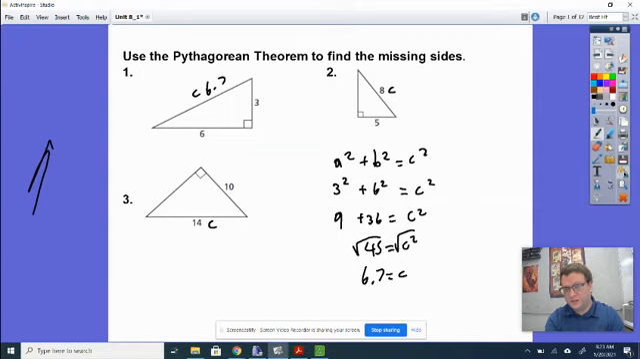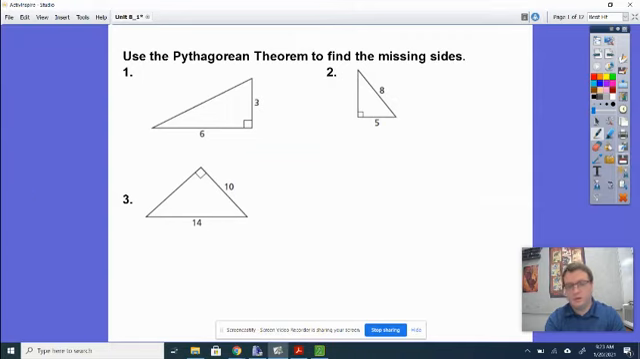Okay, pause now if you need to. We're going to do one more. Let's do the one down here, because on this one we're looking for a leg. Now again, we can call that a squared or b squared. It's not going to make a difference.